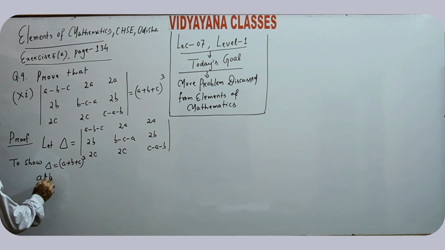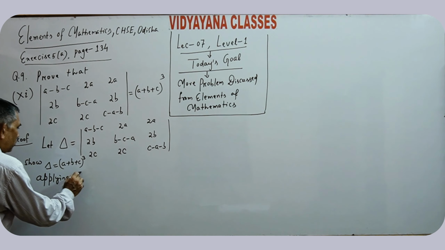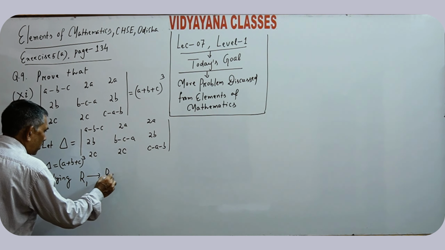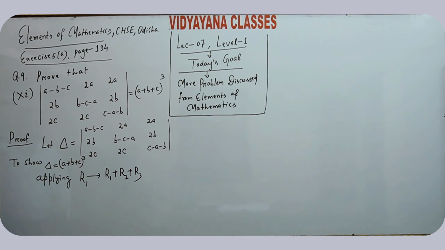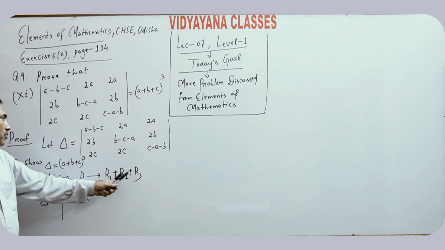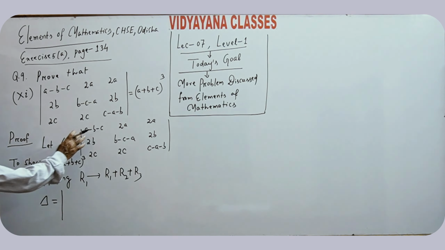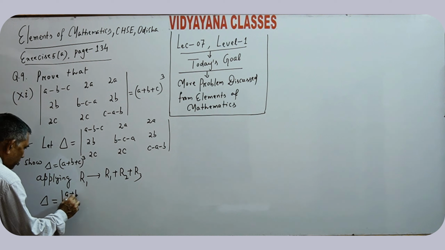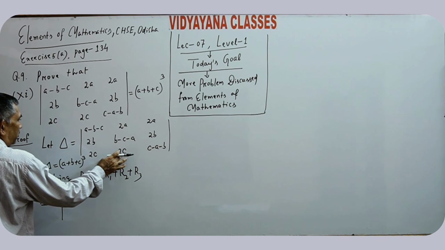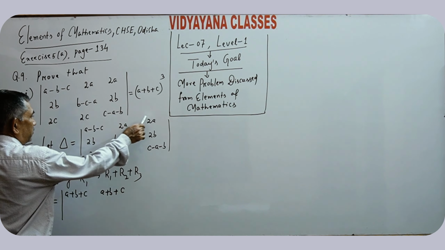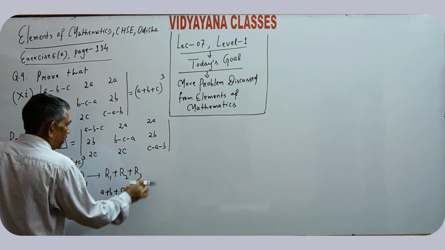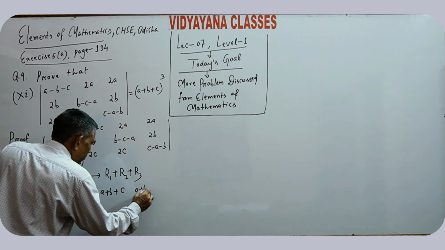Applying row 1 replaced by row 1 plus row 2 plus row 3. Del is equal to, applying row 1 replaced by row 1 plus row 2 plus row 3, it gives a plus b plus c. This plus this plus this is the same as a plus b plus c. This plus this plus this, that is a plus b plus c. 2a plus b plus c minus a minus b is also a plus b plus c.